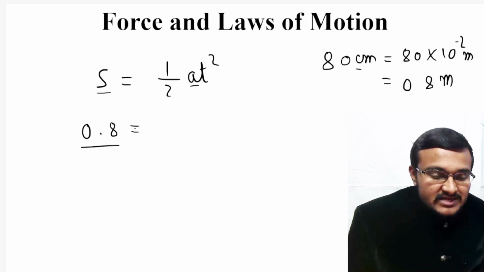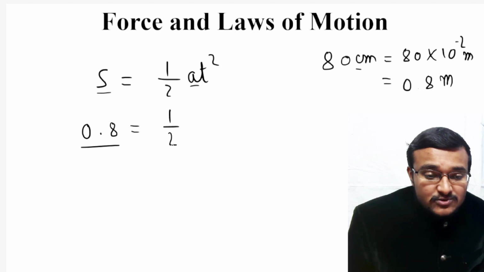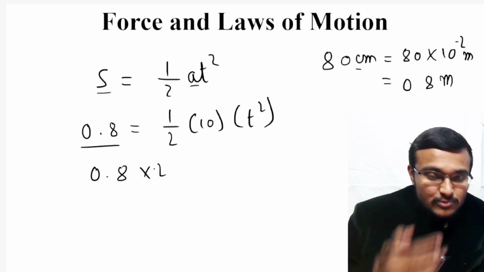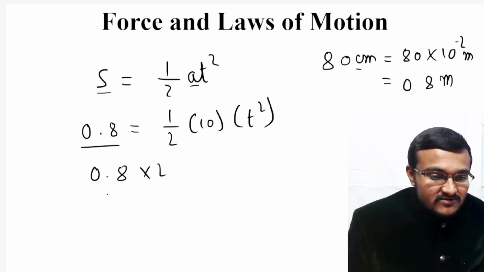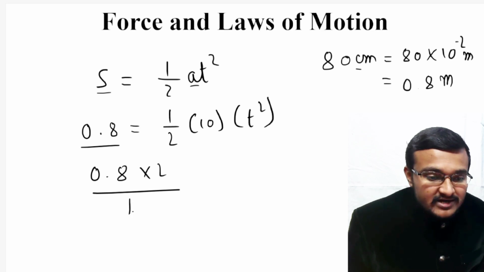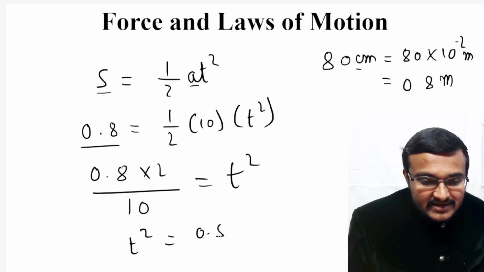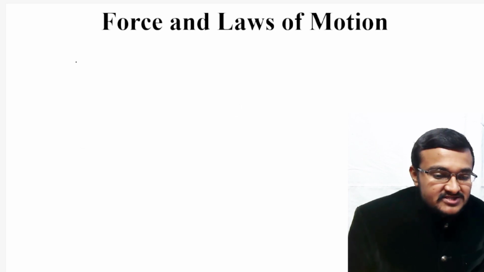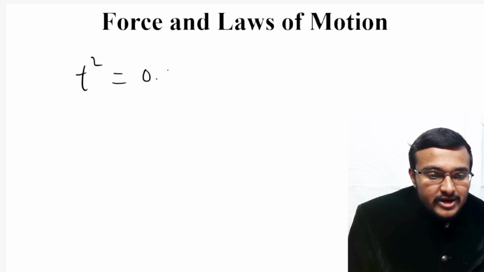So I am substituting 0.8 in the place of distance: 0.8 is equal to 1 by 2 into acceleration, 10 meter per second square, into t square. Now you can bring this 2 and 10 to the LHS. Whatever term is there in the denominator will go to the numerator, and whatever is on the numerator will come to the denominator. So 0.8 into 2 divided by 10 will be equal to t square. 0.8 into 2 will be 1.6, divided by 10, which is equal to 0.16.